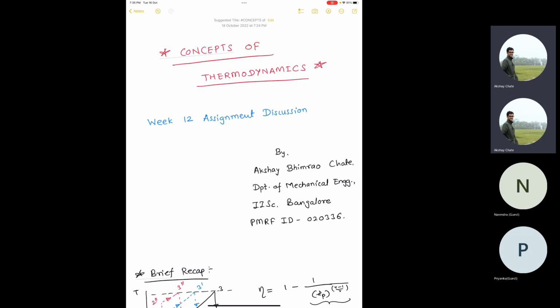How are they getting 1.6277? This should be divided. 518.55 divided by 1.6277. So they are taking the temperature as 318 Kelvin to get this value, 1.6277. 318 Kelvin, that will be 45 degrees Celsius.